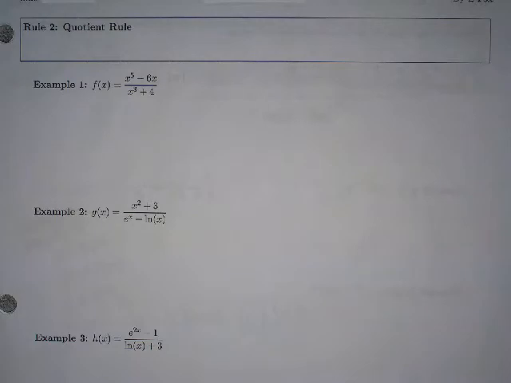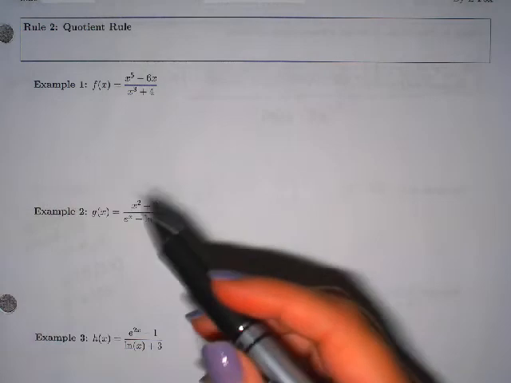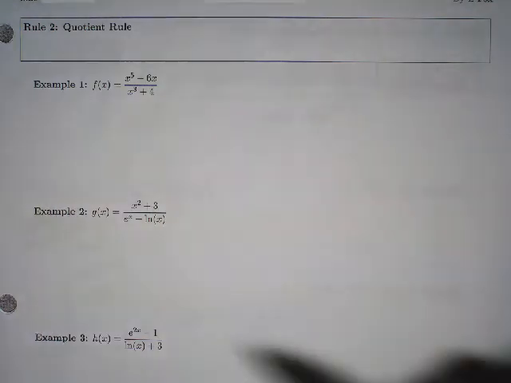Our next rule is our longest rule that we're going to have the whole semester. So that's all the more reason why you don't want to use it unless you absolutely have to. This is the quotient rule. The nice part is it's the easiest one to recognize. It looks like a fraction.